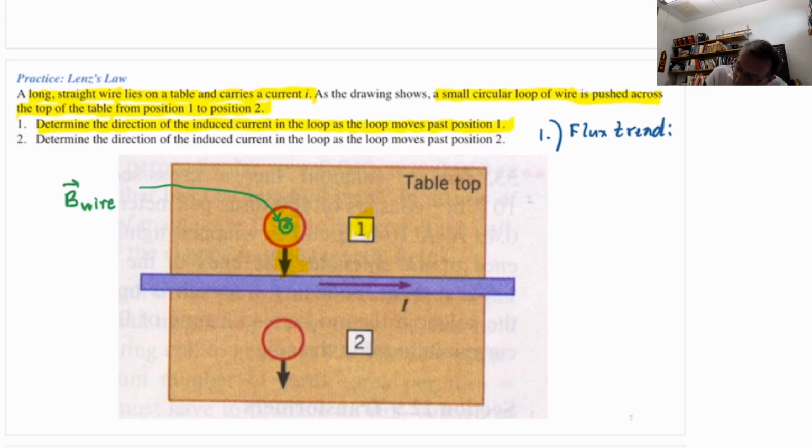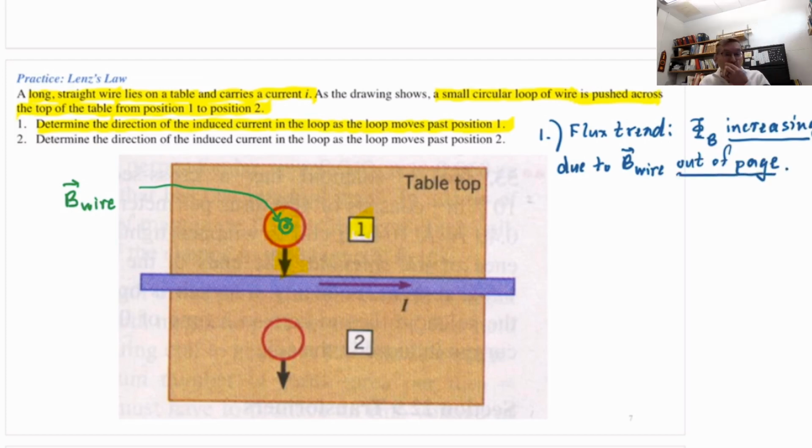So here's the flux trend. I have a phi sub B that is increasing, increasing due to a B wire that is directed out of the page. And I'm underlining the key words. Increasing flux due to a B wire out of the page. That's the flux trend. All right, I'll put bullets here. That's the first bullet.